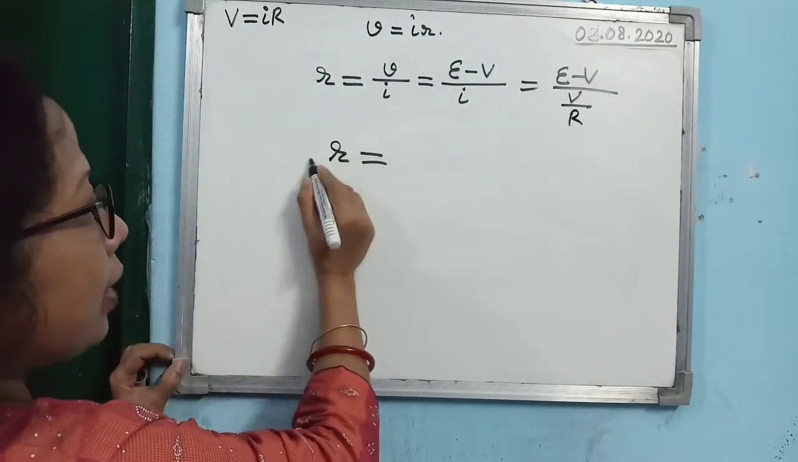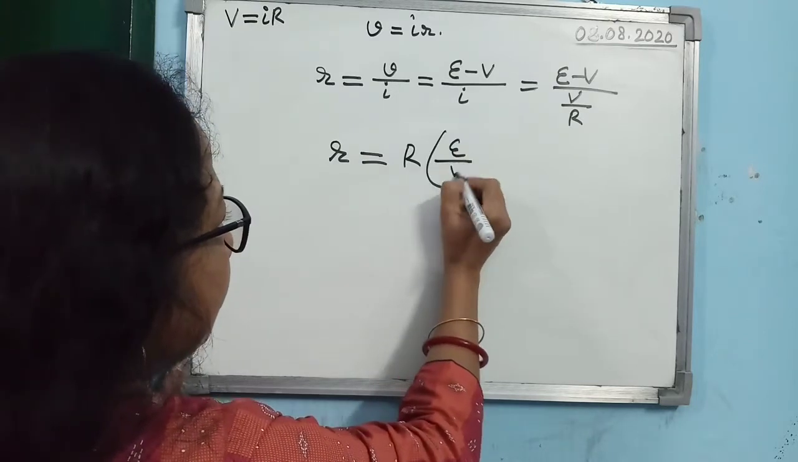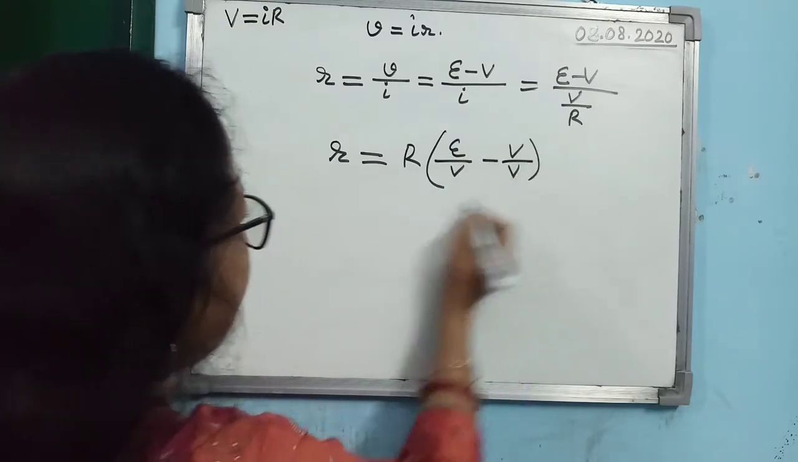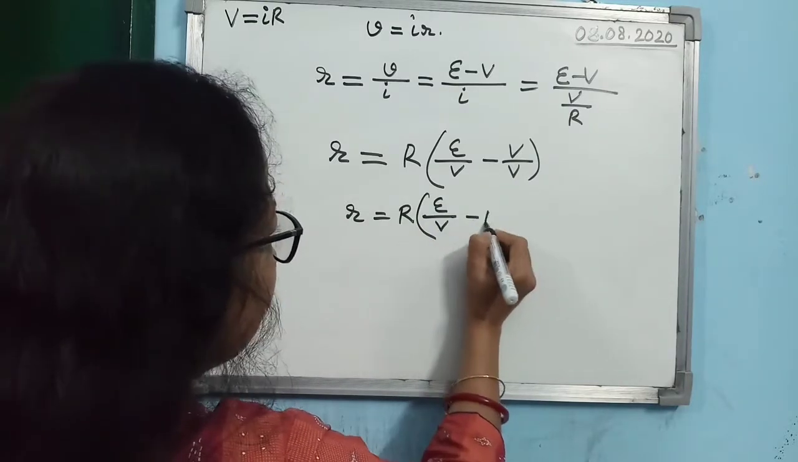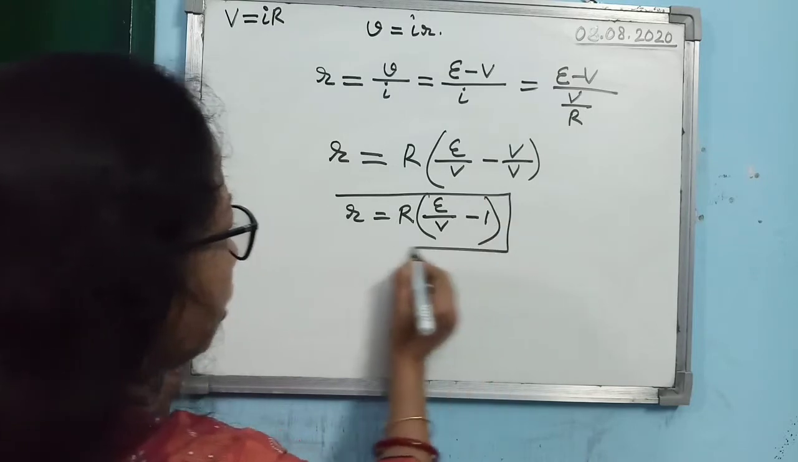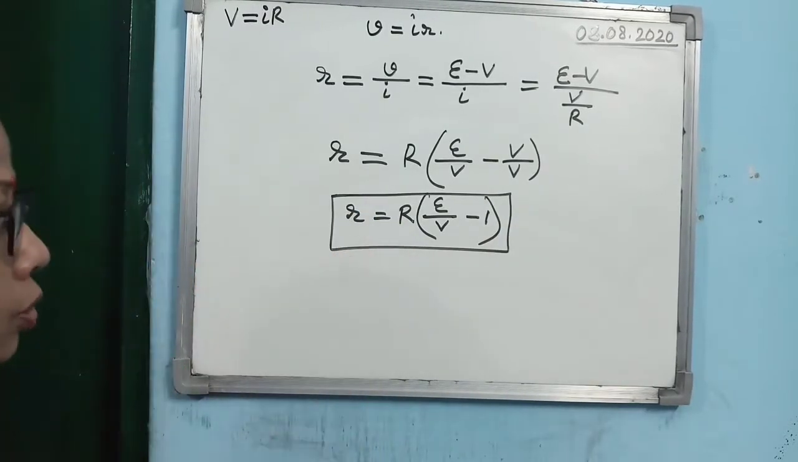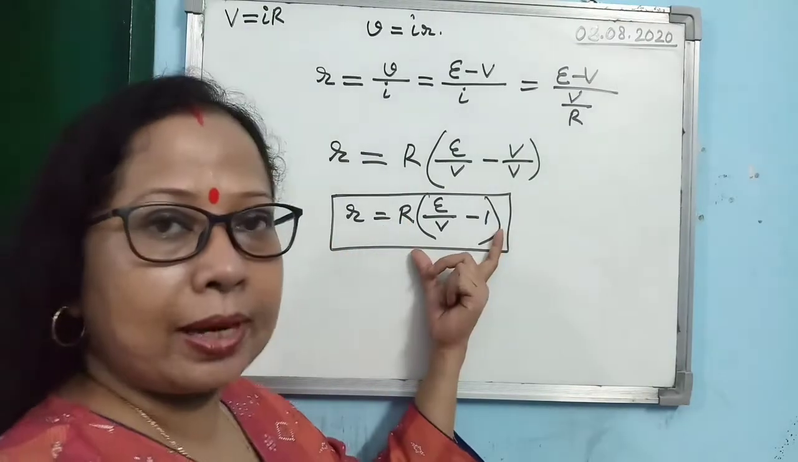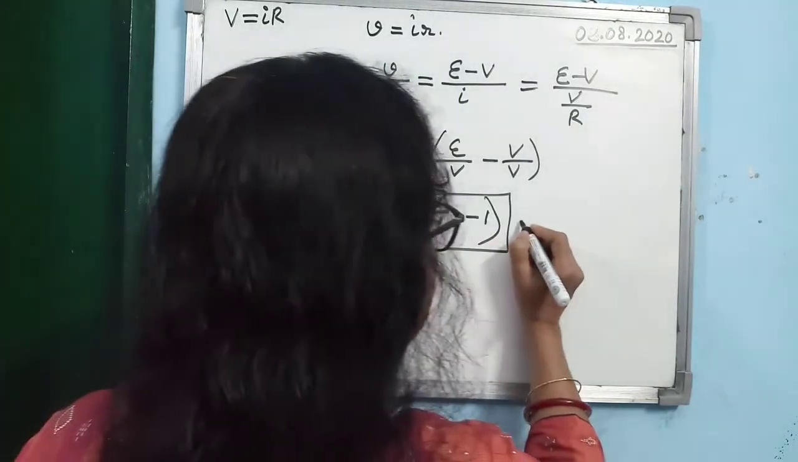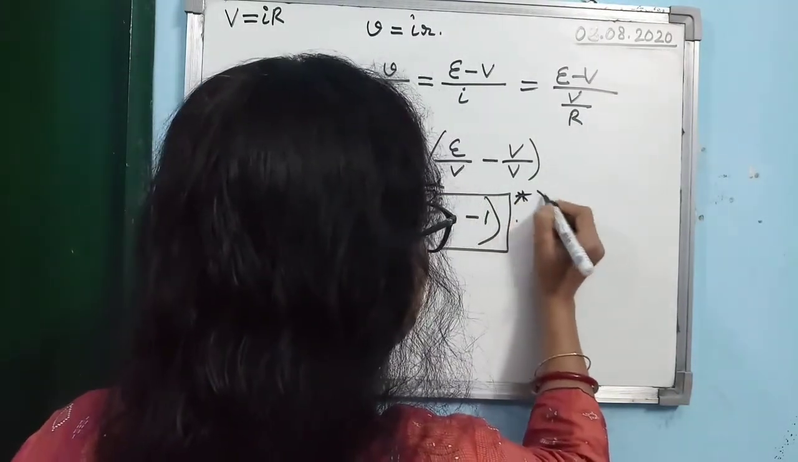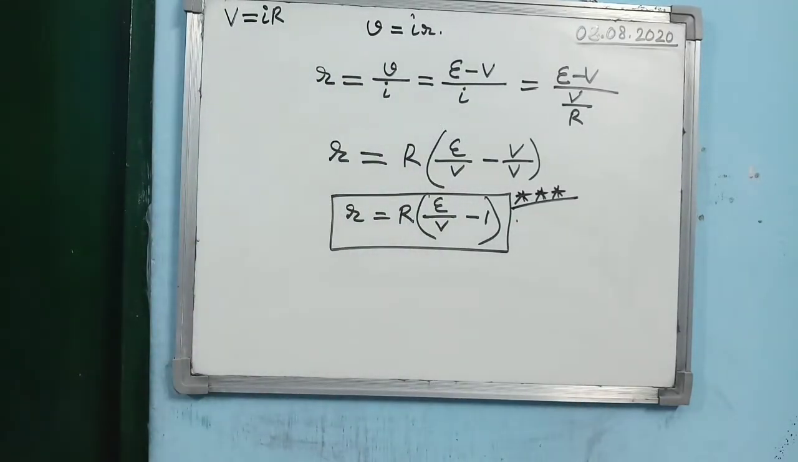So what is the relation we are getting? Internal resistance r becomes R times E by V minus V by V. So what is the ultimate relation you are getting? This is a very important relation: internal resistance is equal to external resistance multiplied by (E by V minus 1). Okay. So these are all the relations you need to apply while solving the numericals.